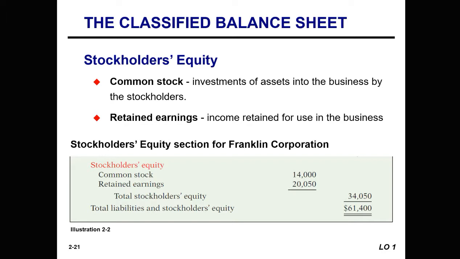We're going to introduce you a little bit more to the concept of stockholders' equity today. Stockholders' equity can be very complicated, so we start you off with the most common and basic elements, and then we'll build on it in later classes. What you need to know is that stockholders' equity, the actual stock, is identified in accounts such as common stock. This is the investment of assets into the business by the stockholders. That could be by contributing a vehicle or by purchasing actual stock. And then retained earnings, which you will see on most classified balance sheets, indicates the amount of income that has been retained for use in the business.